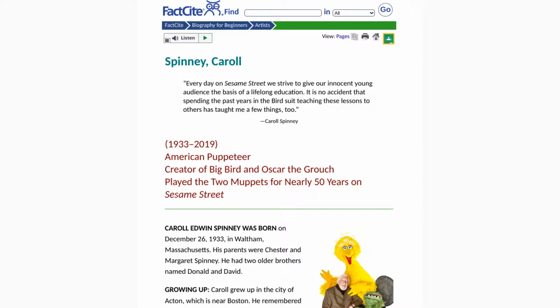In Biography for Beginners, we learn that puppeteer Carol Spinney was at a point where he thought his career was just going nowhere. But he still went to a puppeteers convention. There he met Jim Henson, and the rest is history. Spinney brought Big Bird and Oscar the Grouch to life on Sesame Street for nearly 50 years.